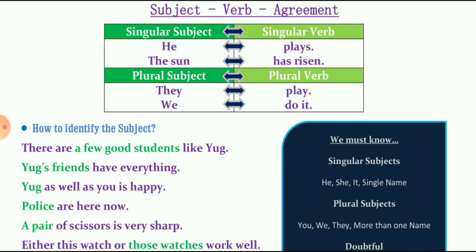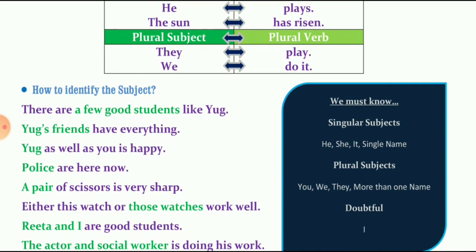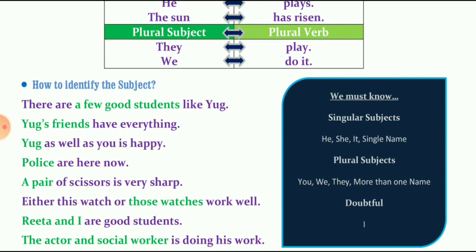Police are here. Police is plural. That's why we have put here are. A pair of scissors. Actually, scissors is plural, but the subject is a pair. That's why we have put here is, not a. Either this watch or those watches work well. Here the subject is those watches. That's why we'll put the plural verb, work.